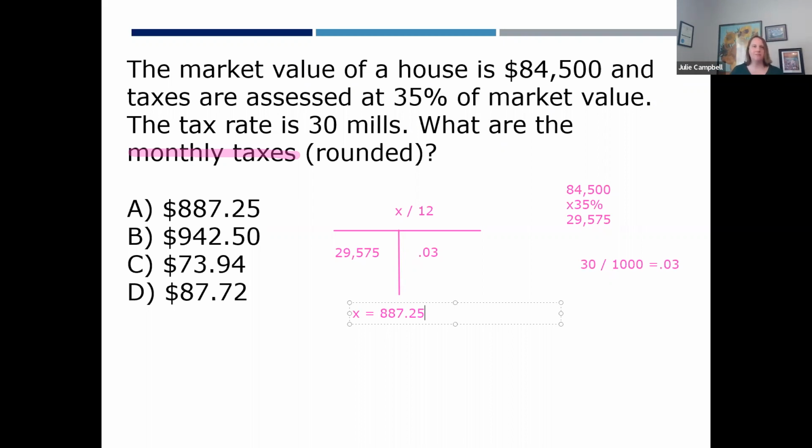Did you get it right or wrong? Wrong. Not because you didn't know how to do it, but because you didn't go back and see it was looking for monthly and take that extra step to divide by 12.